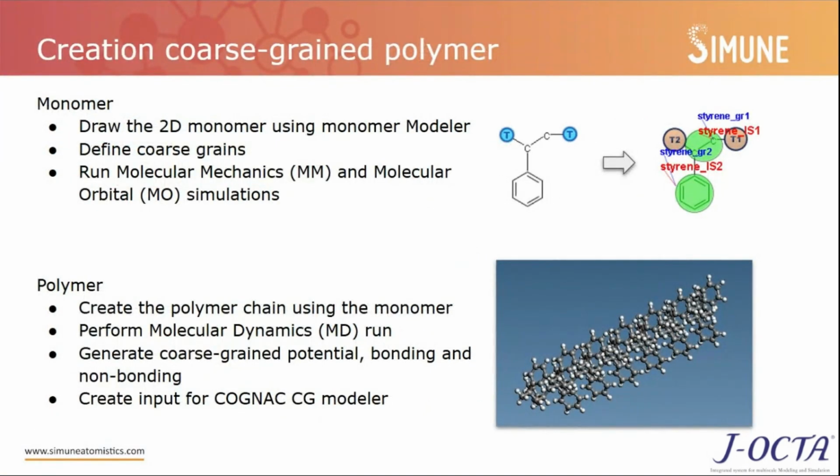So the creation of a coarse-grained polymer starts with the definition of the monomer. I will create a styrene molecule by drawing it using a 2D monomer modeler. We'll define the coarse-grain, as you see in the image, perform some fast molecular mechanics and molecular orbital simulations, and then use the results to create a polymer chain.